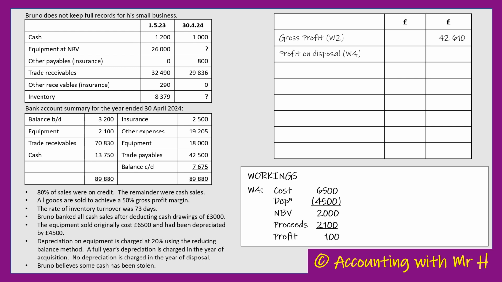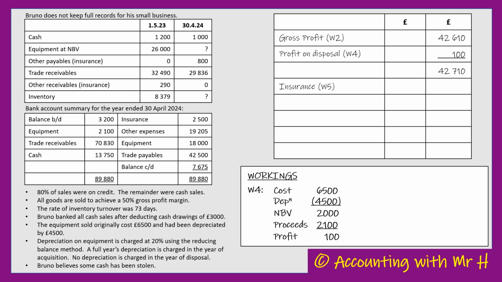So let's add it in then. Profit on disposal, add the 100. So we're now at £42,710. Next, I'm going to go through his expenses. And it doesn't really matter too much what order, it's just a case of looking at the information and trying to see what we've got. So I'm looking in his bank account, and the first thing I can see on the credit side is he has been spending money on insurance, so that might be a good place to start.